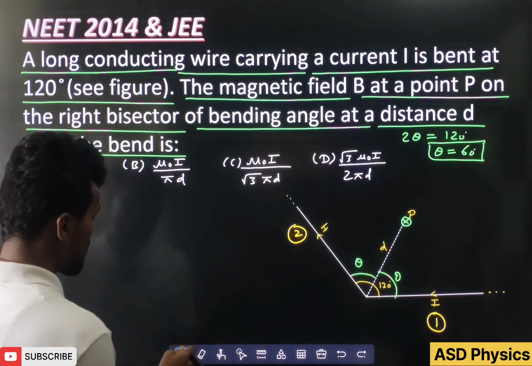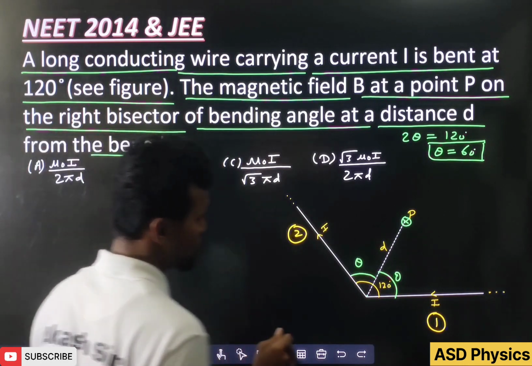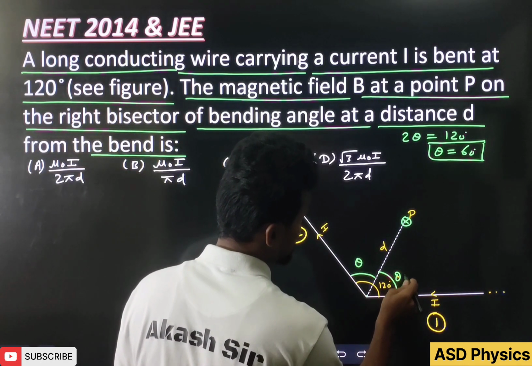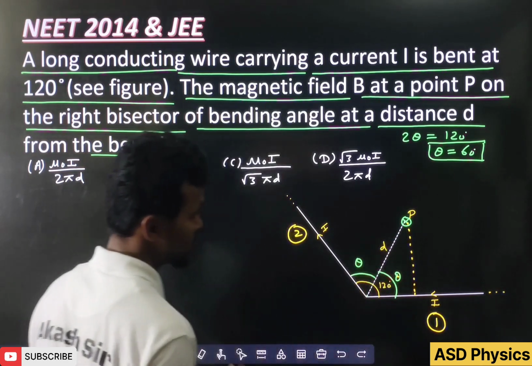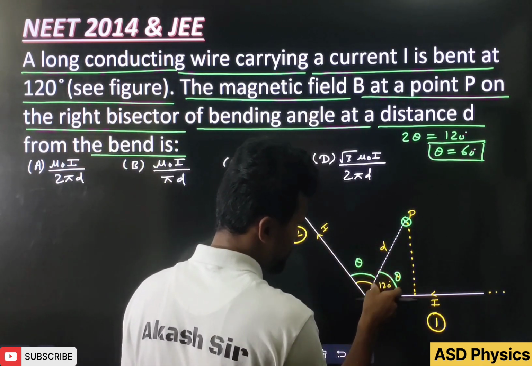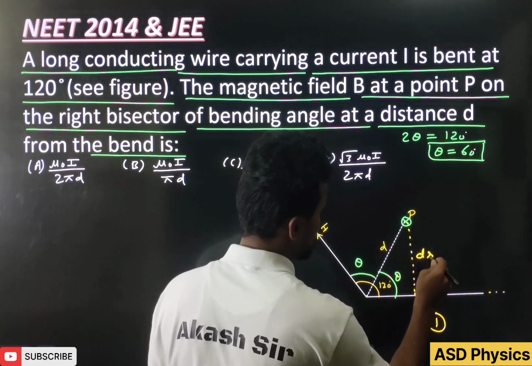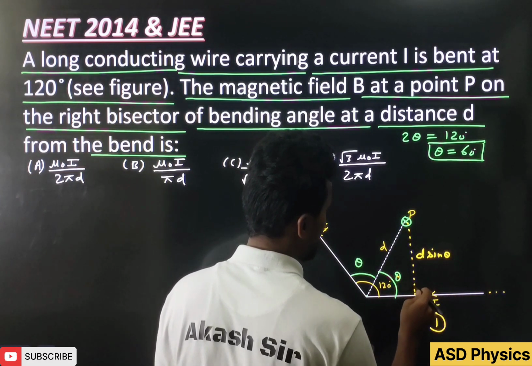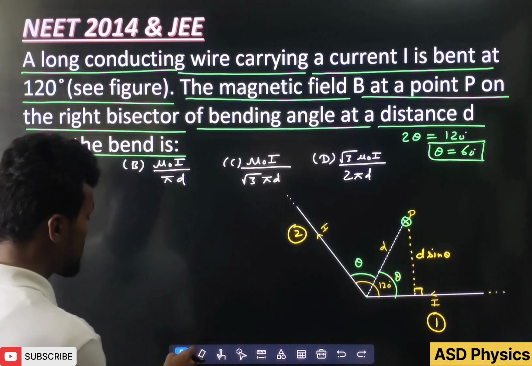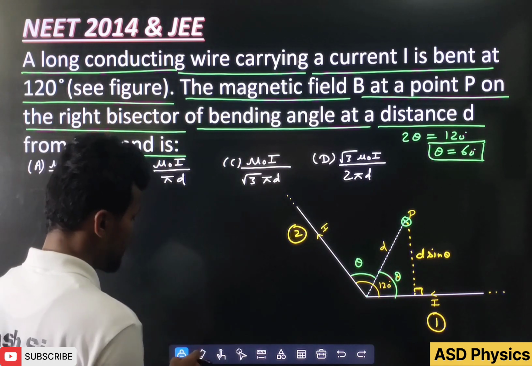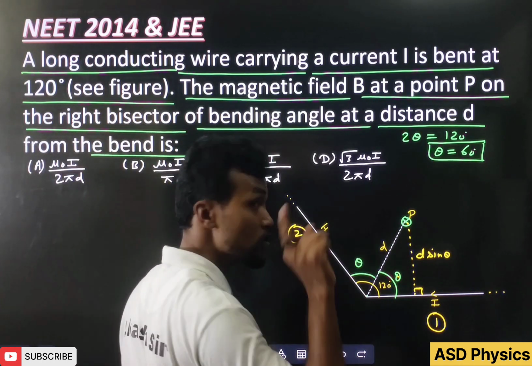Great. Now we are going to use the formula. Theta is 60 degree. From point P you draw the perpendicular. You know very well, this is D, this is theta, so the perpendicular distance will be D sine theta. And the observation point is at the end of the wire. Let's take this as M and N is very far.